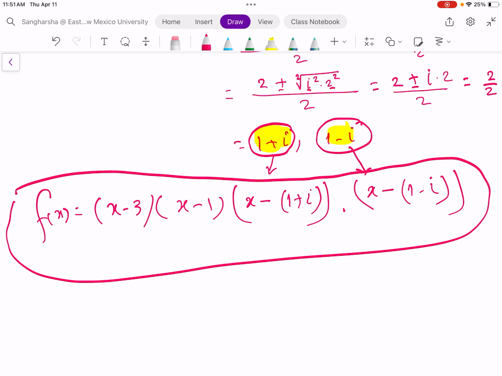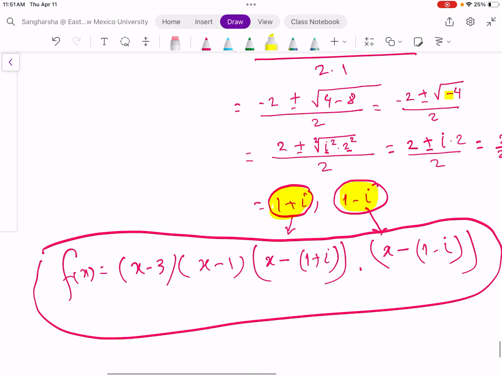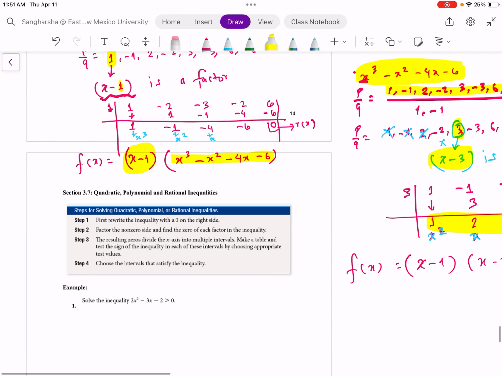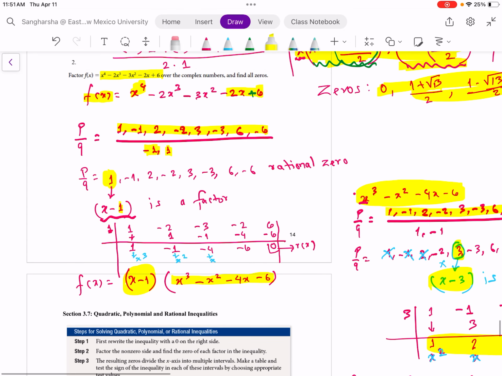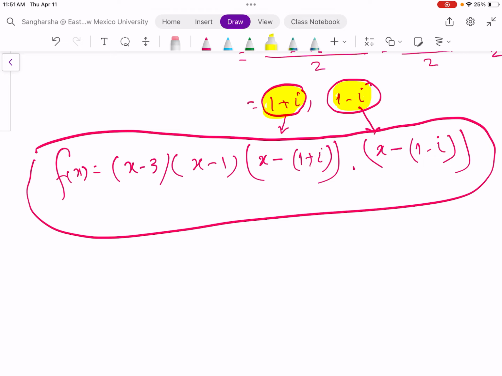And are we asked to find the zeros? I think once you have this, you can find the real zeros easily, right? And we already know the real zeros. So this is a complex zero, this is a complex zero, and our real zeros are 3 and positive 1. So we have 2 real zeros and 2 complex zeros. Okay, this is all for this section 3.5. So let's do this much for today.